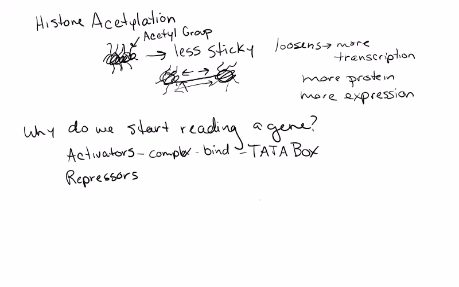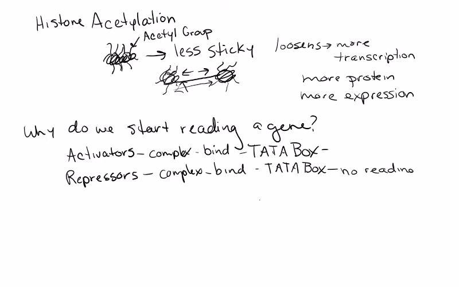On the other hand, repressors, this is also a complex. Again, they can be some type of protein complex, some type of enzyme complex. They're going to do the same thing. They are going to bind, and they're going to bind usually at the Tata box, the promoter region, and they are going to cause the protein to not be read.